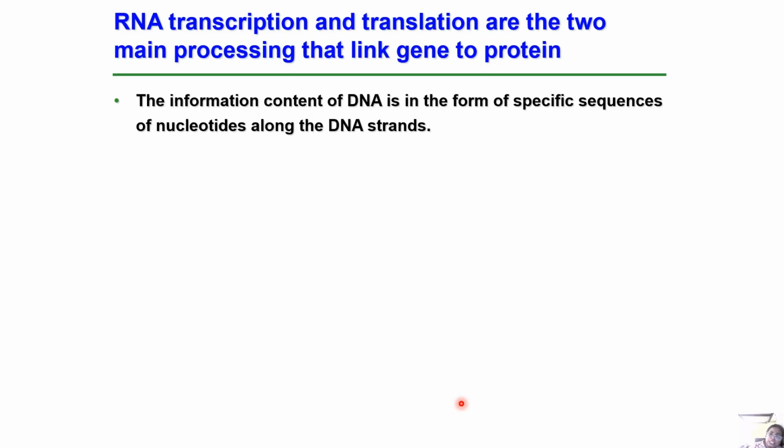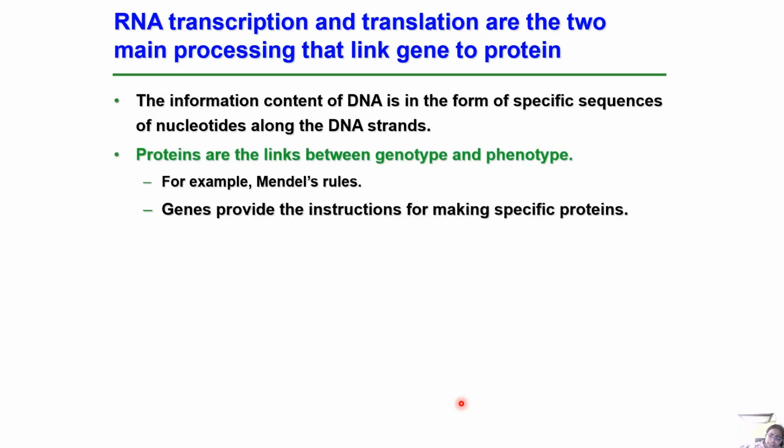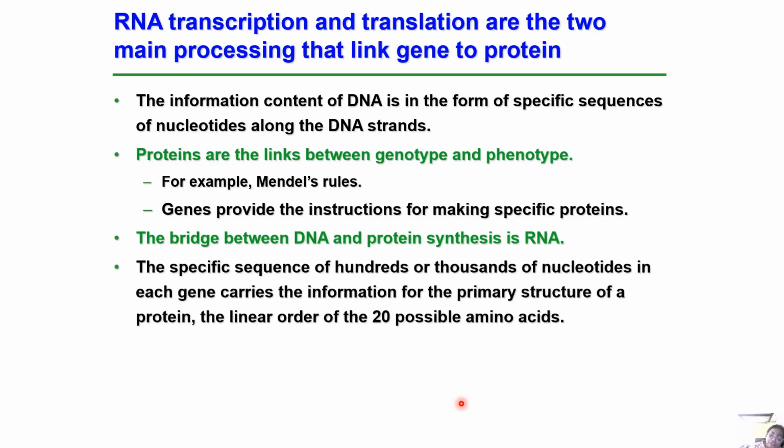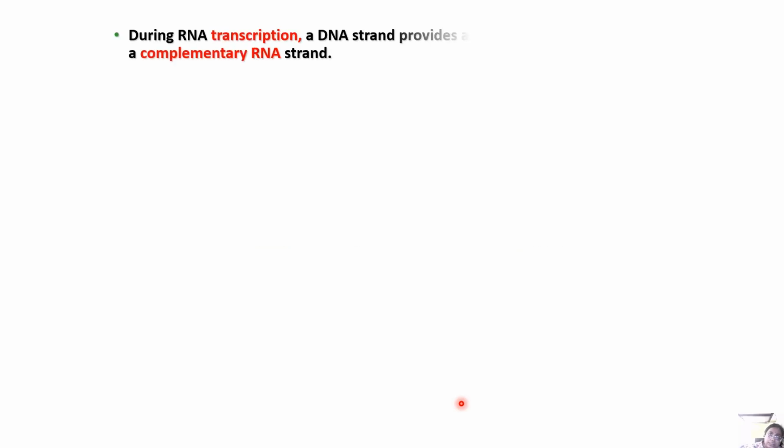RNA transcription and translation are the two main processes that link gene to protein. The information content of DNA is in the form of specific sequences of nucleotides along the DNA strands. Proteins are the links between genotype and phenotype, for example, Mendel's rules. Genes provide the instructions for making specific proteins, and the bridge between DNA and protein synthesis is RNA. A specific sequence of hundreds or thousands of nucleotides in each gene carries the information for the primary structure of a protein, the linear order of the 20 possible amino acids.